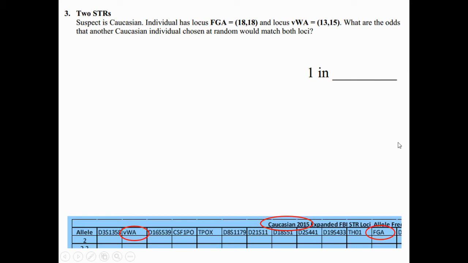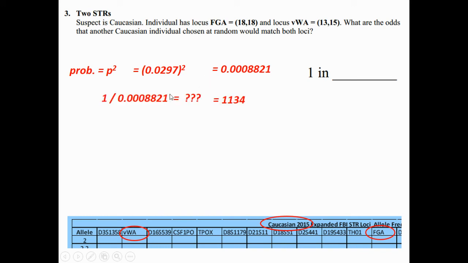Okay, so we're going to use the FGA column and the VWA column, and things get a little too small for me to fit everything on the screen, but you're going to be finding your P and Q numbers underneath this column and underneath this column. For the 18, 18, that's in the FGA column. The number you're going to get for the p squared formula is 0.0297. Squared, that gives you 0.008821. 1 divided by that probability gives you 1,134.